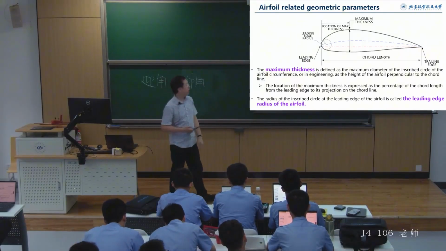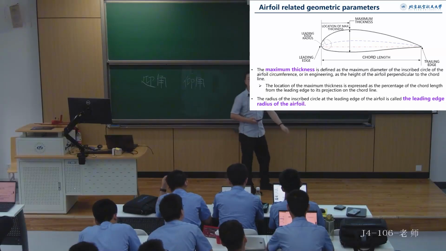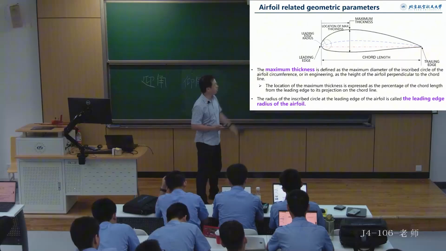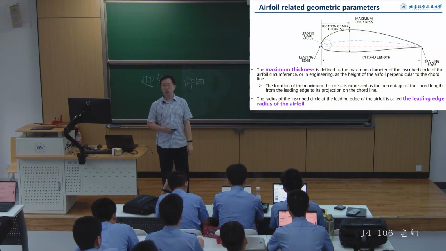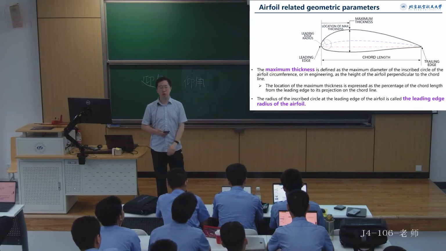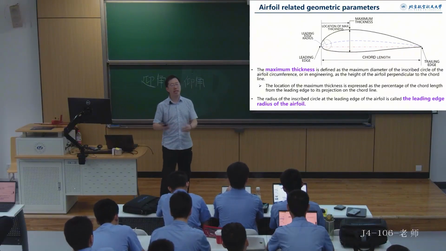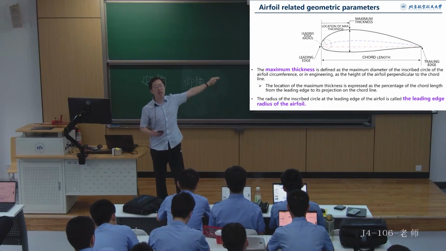That is to say, this circle is tangent to both the upper and lower surfaces, and also passes through the leading edge. We call the radius of this circle the leading edge radius. Using these parameters, we can describe the shape of a specific airfoil. Of course, there are more complex ways to describe it, but they have a relatively weaker impact. Therefore, pilots don't need to pay much attention to them.